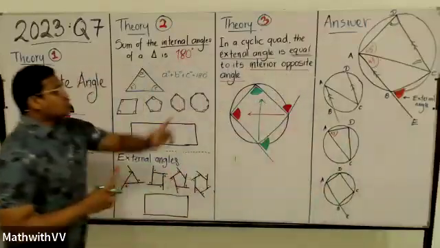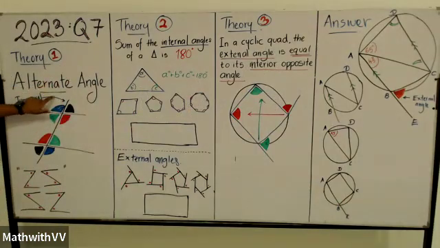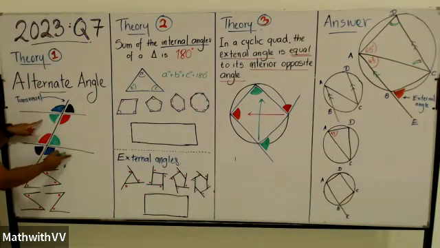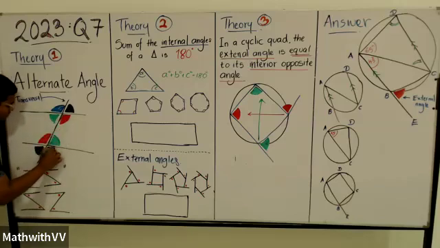Why? To solve this question, you need to know three theories. Theory number 1, alternate angles. When there are two lines and another line passes through them, we call it a transversal. The angles in similar colors are known as alternate angles. Alternate angles are in the form of a Z. It can be inverted, a mirror image, or a rotational image of Z. So those are called alternate angles.